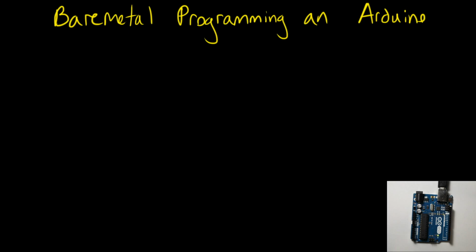Today we're going to be doing the blink LED tutorial, right, where you make an LED turn on and off forever, but we're going to be doing it in C without the Arduino IDE on bare metal.